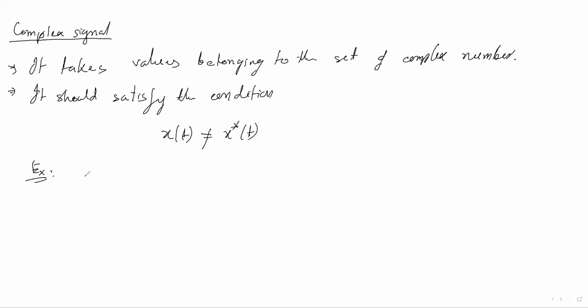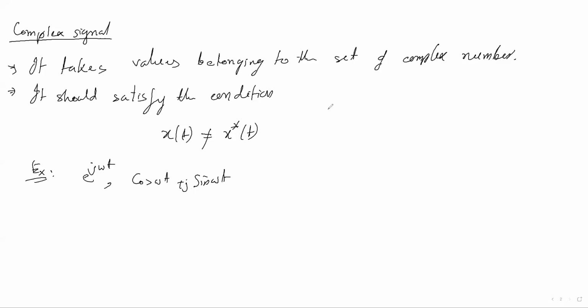Like you can say e to the power j omega t. Here the j term will be there. Or you can say cos omega t plus j sin omega t. Again the j term is there. Since there is a j term, those signals are called complex signals. Okay, I think you have taken the note. So if you have any doubt, you can ask.